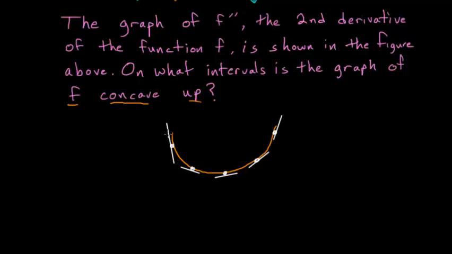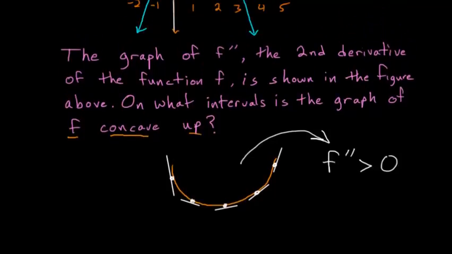So it's going from a negative slope to a positive slope on this concave up graph here, which means that the rate of change of the slope is positive, since the slope is getting bigger. So on an interval where the graph is concave up, the second derivative is bigger than 0. So now let's look at our graph.